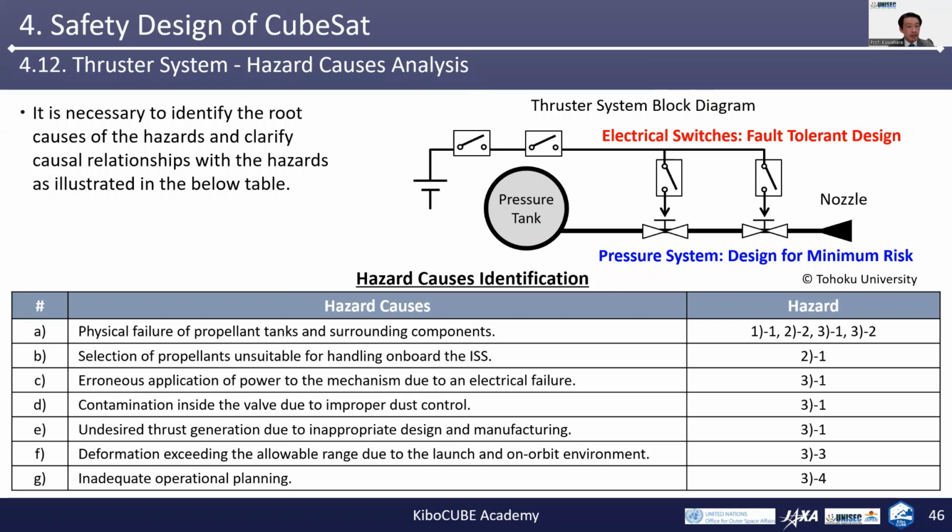So, as discussed in the previous slide, safety design methods such as fault-tolerant design and design for minimum risk shall be applied in a strategic and meaningful manner. For example, design for minimum risk shall be applied to the mechanical design, such as a pressurized system, whereas the fault-tolerant design shall be applied to the electrical design. The 7 hazard root causes identified here are listed from A to G. I will read them out one by one.